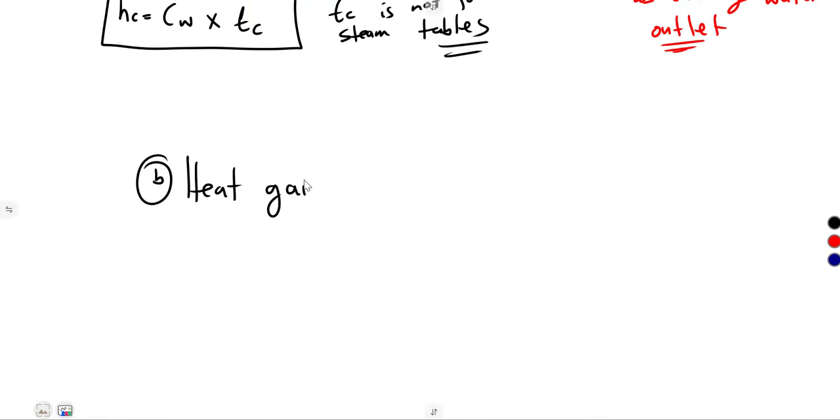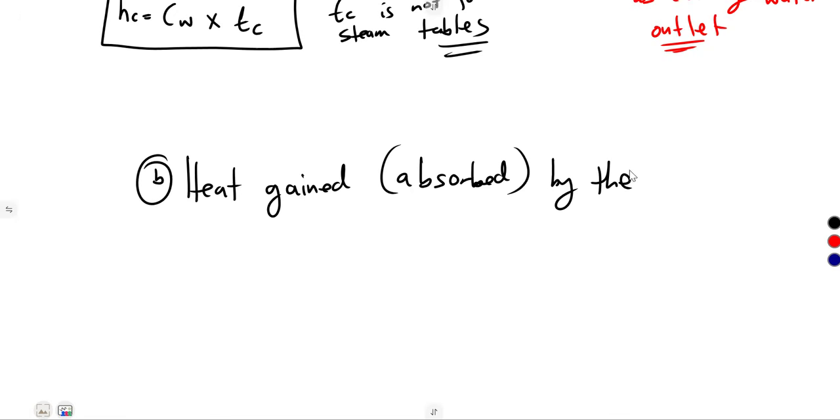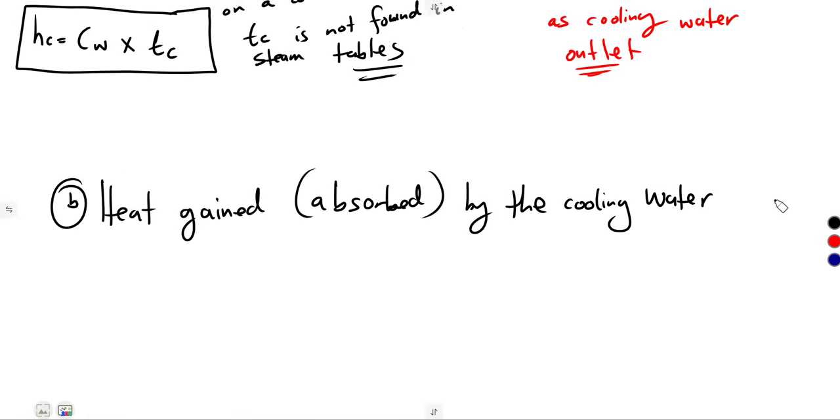The heat gained, or it is what? Absorbed by what? By water, which is our cooling water in that case. By the cooling water, also it's going to be the rate of heat. So this is Q water, which in our textbooks they can give you directly like this, or you can put a dot on top to show that you are dealing with a rate that you are calculating.